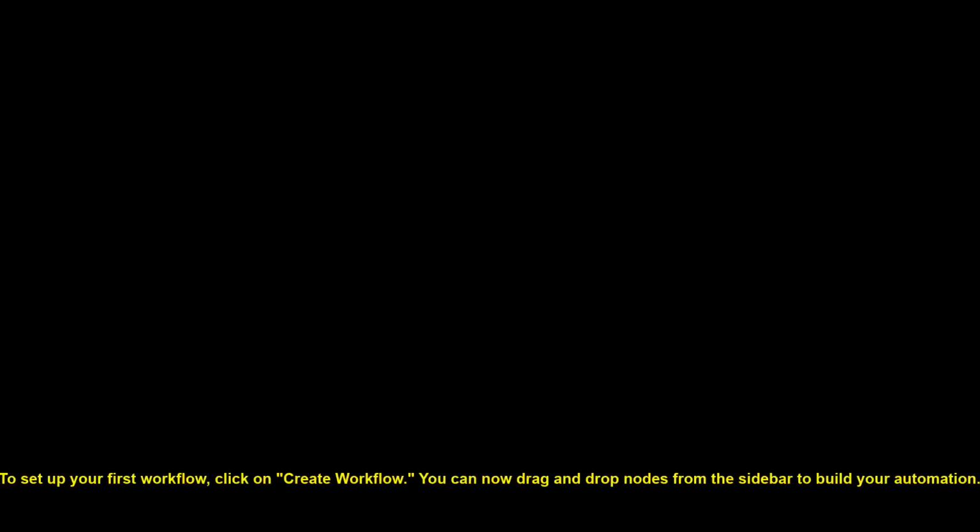To set up your first workflow, click on Create Workflow. You can now drag and drop nodes from the sidebar to build your automation. Connect the nodes by clicking on the small circles on the edges. Configure each node by clicking on it and filling in the necessary information.